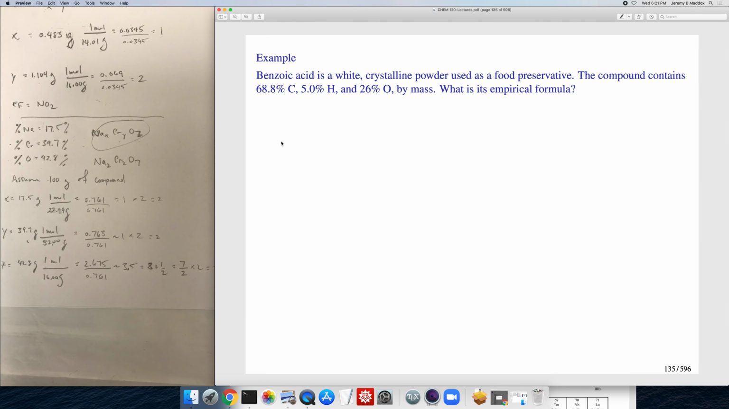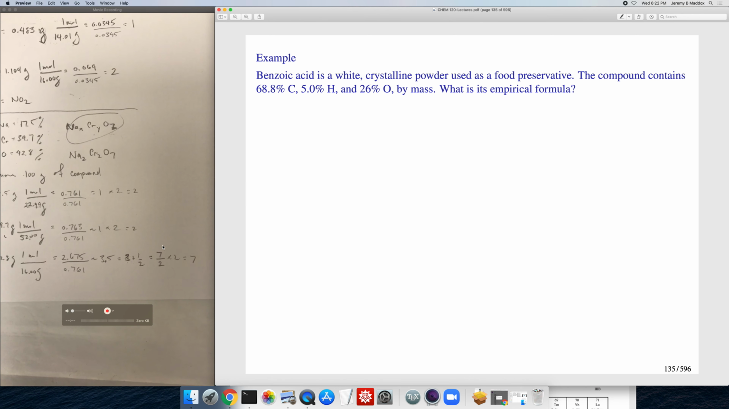This problem is very similar. So benzoic acid contains carbon, hydrogen, and oxygen. So you'll want to set up the generic empirical formula. You'll assume that you have 100 grams of compound, and then you'll take each of these percentages to be the mass of carbon, hydrogen, and oxygen, respectively. You'll then calculate the moles of each, and then you'll divide each of the moles by the smallest number of moles, and then you'll use that to find out what the subscripts are in the empirical formula. You may need to make an adjustment at the end to get rid of any fractions that you have.